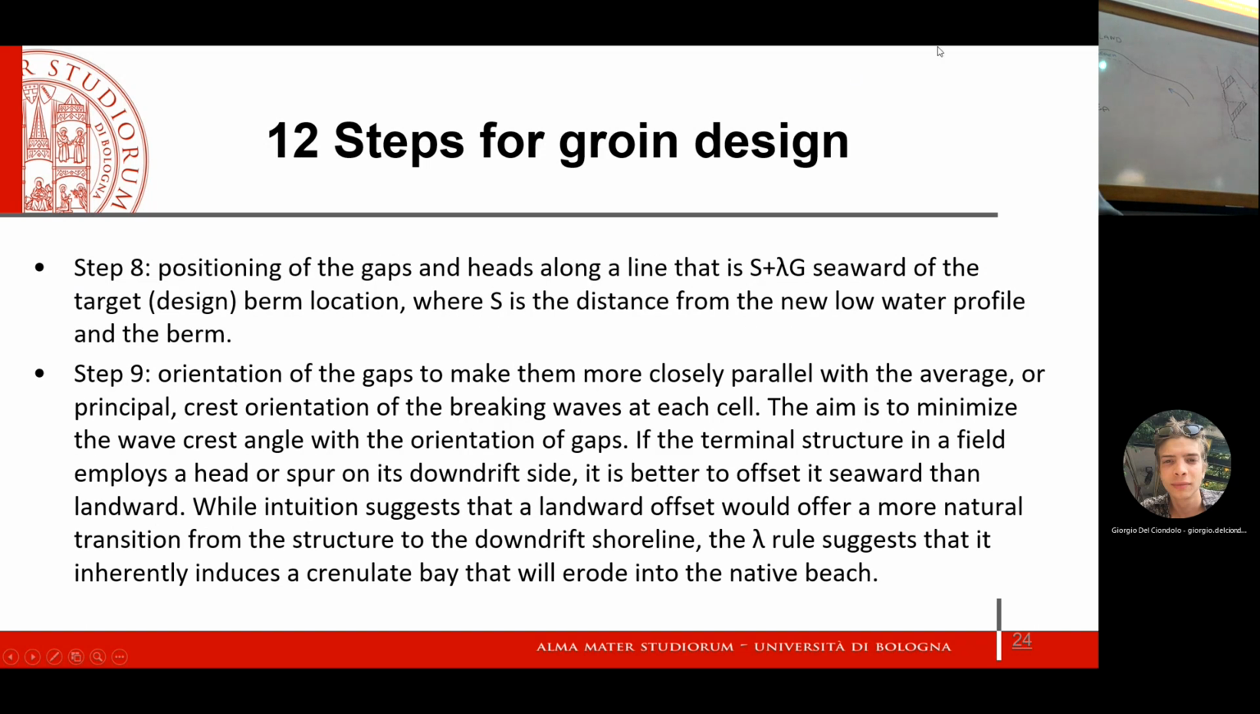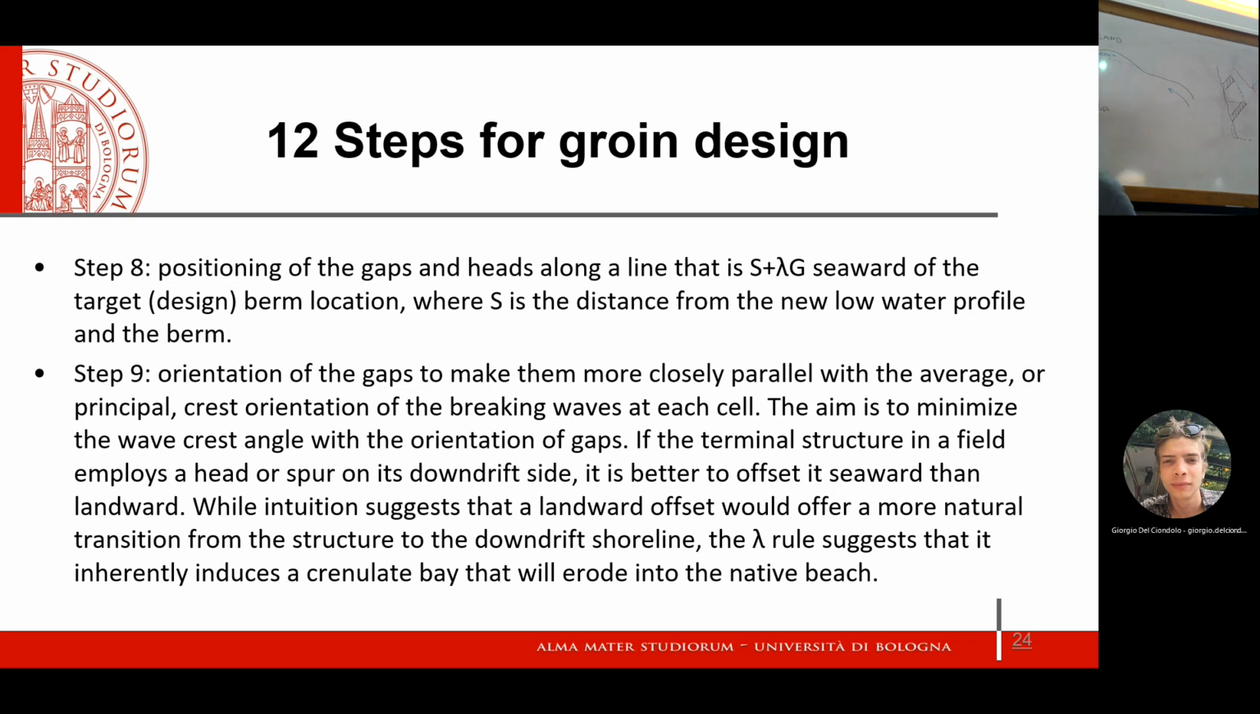Okay, step 8: we have now to position the gaps and the heads along a line that is S plus lambda G seaward of the target design berm location, where S is the distance between the new low water profile and the current berm. Step 9: orientation of the gaps, to make them more closely parallel to the control line with the average of principal crest orientation. We already discussed this. The aim is to minimize the wave crest angle with the orientation of gaps.